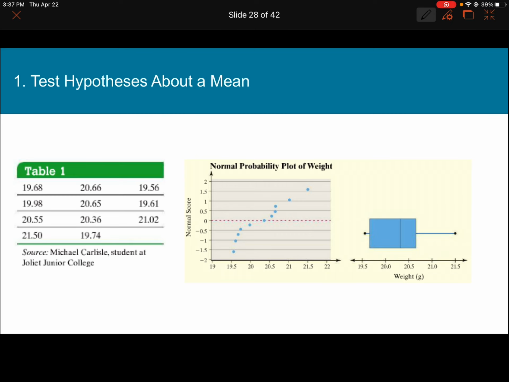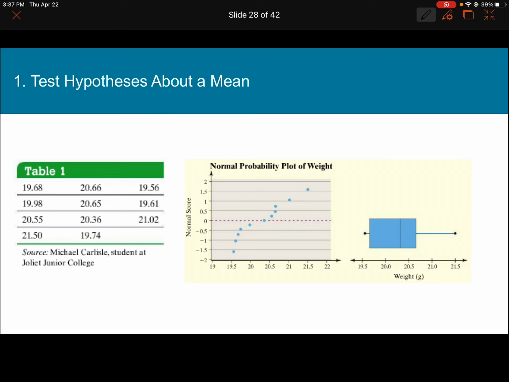Now, if you look at this normal probability plot, if we were to go through and find the values, this one is close to normal, about as close as we're going to get. We do have to check this here because we only have 11 in our sample. We don't have that magic number of 30. The box plot shows us that there are no outliers.